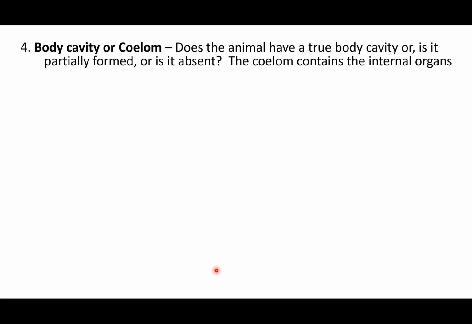Now, moving along to the other criterion is the presence of body cavities. And I touched a little bit on those cavities when I showed you the embryonic development from a blastula to gastrula and the formation of those invaginations. So the question biologists always ask when they classify an animal is, does the animal have a true body cavity? Or is it partially formed, or is it absent? So the coelom contains the internal organs. That cavity is called a coelom, the body cavity.